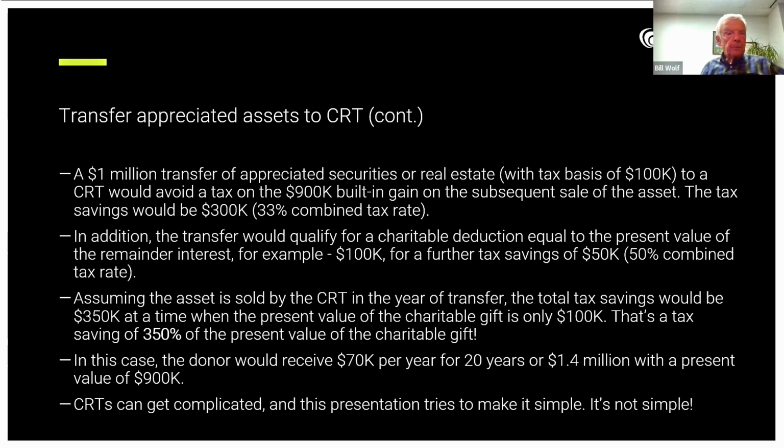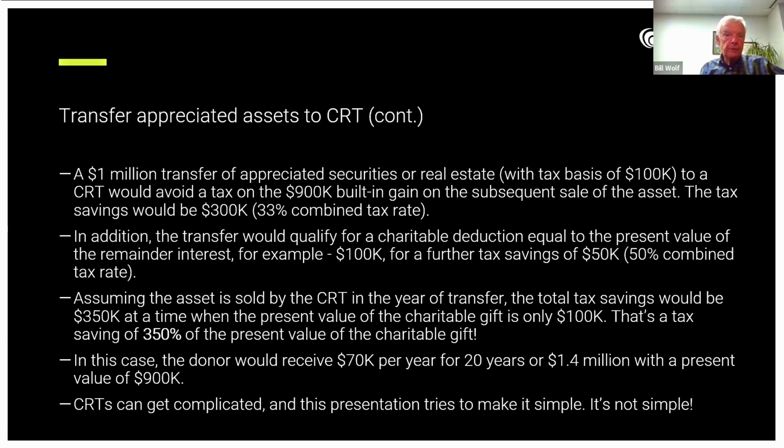Okay, and the next bullet talks about, so I said earlier, if the present value of what the charity gets is 100,000, that means the present value of what the donor retains is 900,000. It's a reciprocal. So if for 20 years you're going to get 70,000, which is the example in this case, which is $1.4 million, the present value of $1.4 million at the end of that 20 years is 900,000. So you get to keep a lot of money, 90% in this case.